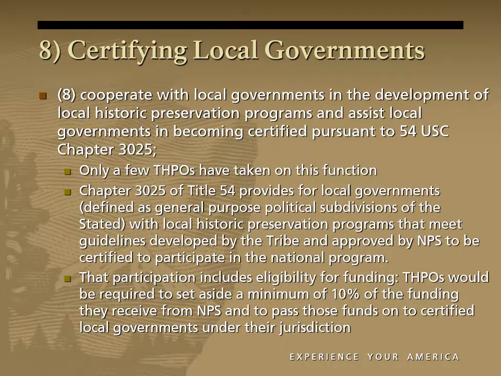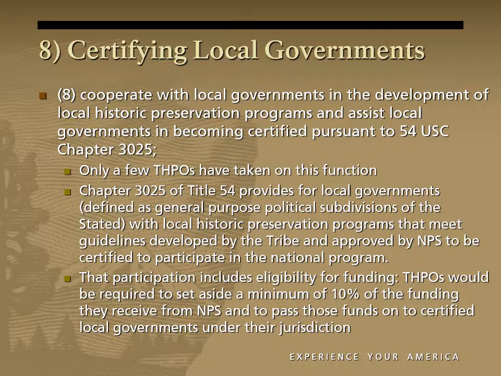The eighth function THPOs can assume is what we here at NPS call the Certified Local Government or CLG function. In this function, THPOs cooperate to develop certified local government historic preservation programs. While a tribe may apply to assume this function, the function is limited in scope to local governments that are physically within a tribe's reservation boundaries or on trust land. If you are an applicant with political subdivisions of the tribe that exist on tribal lands, this function might be relevant to your program plan.